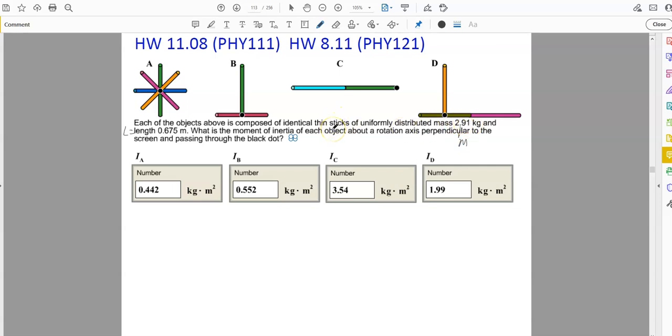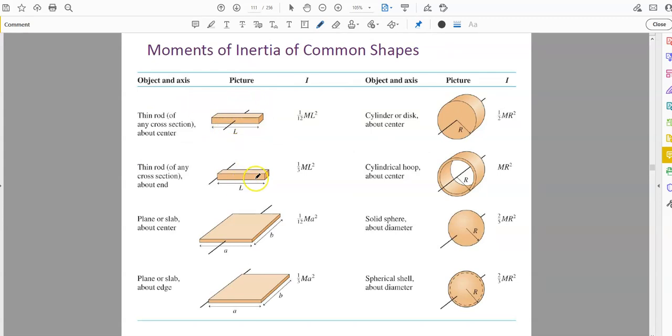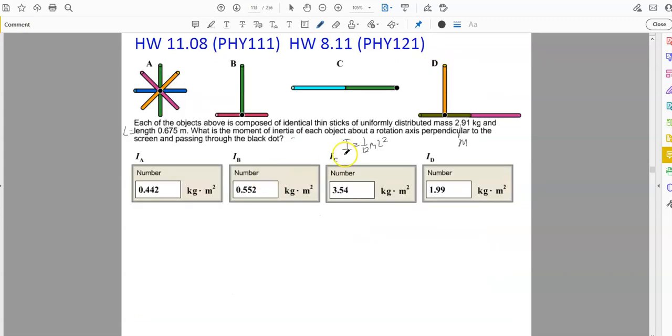The trick here is, first of all, knowing the moment of inertia for a rod about the center is 1/12 mL squared. But you also have to know the moment of inertia for the rod being spun about one of its ends, which is 1/3 mL squared. So we're going to be dealing with either 1/12 mL squared if it's about the center, or 1/3 mL squared if it's about one of its ends.